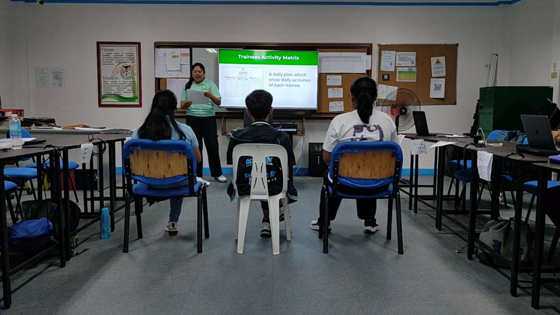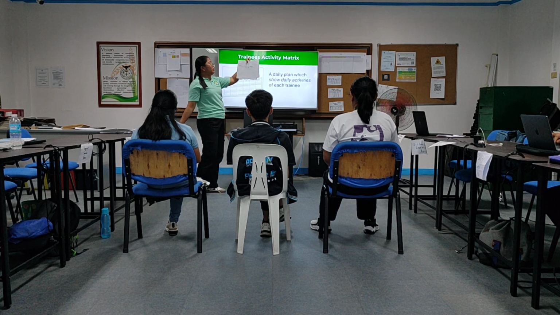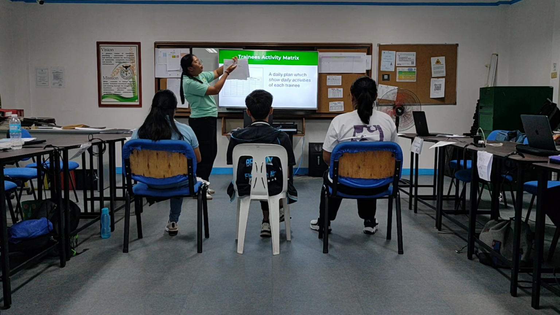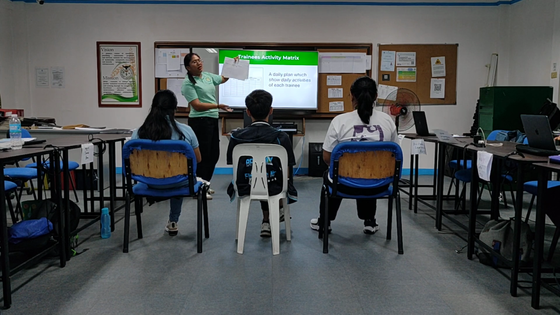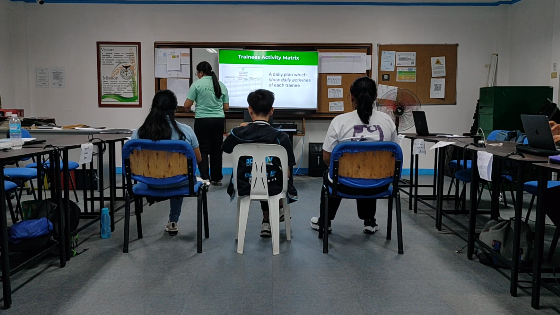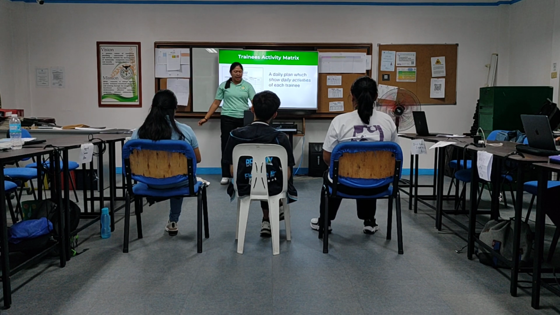Activities of each trainee. So here is our TAM. In here you will see your name. So what are your activities for today? In what area or venue, and the date and time that you should accomplish that certain activity. Okay, so that is our TAM, or training activity matrix.